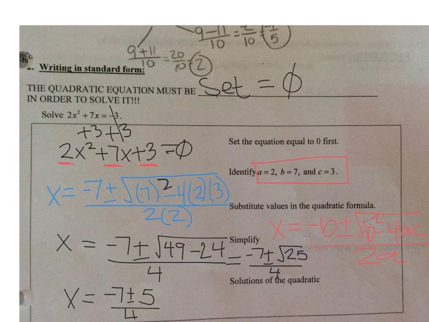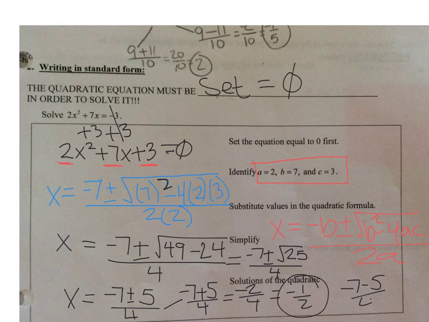So now I'm ready to get my answers. I have negative 7 plus 5 over 4. What's negative 7 plus 5? Well, that would be negative 2. Negative 2 over 4, or negative 1/2. Good. And I have negative 7 minus 5 over 4. Negative 12 over 4, which is going to give me negative 3.